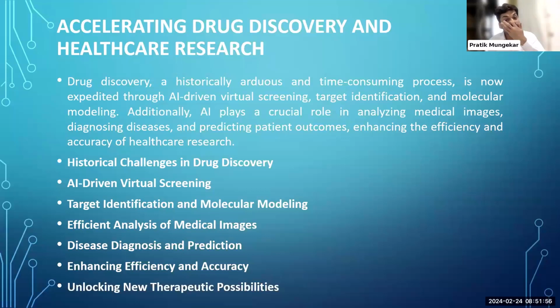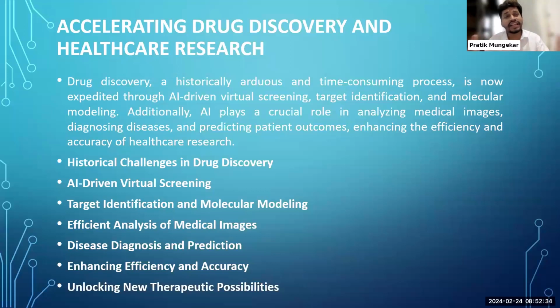Then comes target identification and molecular modeling. So identifying the right target in the body for a potential drug is usually a critical stage. AI excels in this area by analyzing biological data to pinpoint specific targets associated with diseases. Moreover, AI contributes to molecular modeling, simulating how potential drugs interact with biological structures at the molecular level. This helps researchers predict the effectiveness and safety of drug candidates before even stepping into a laboratory.